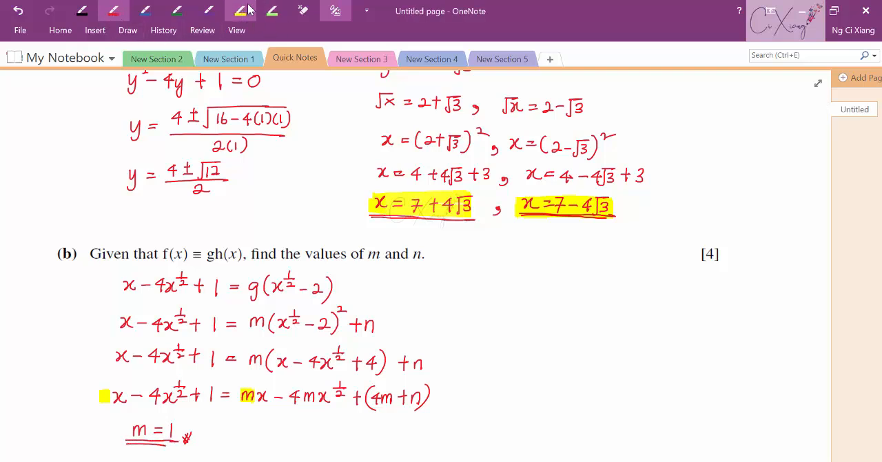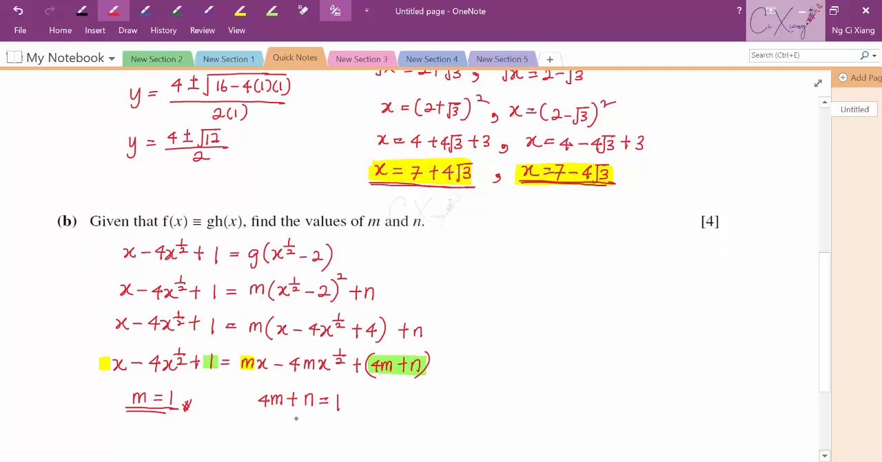Okay, so once you already know the value of m, then now we can compare the constant term. For the constant term on the right hand side, we are having 4m plus n. The constant term on the left hand side, we are having 1, which means that I'm having 4m plus n equals to 1. And since you already know that m is equals to 1 also, right? So your n will be equals to 1 minus 4. And therefore, you get the answer n equals to negative 3. Okay, so we get an answer for m and n by actually comparing the expression on both sides.